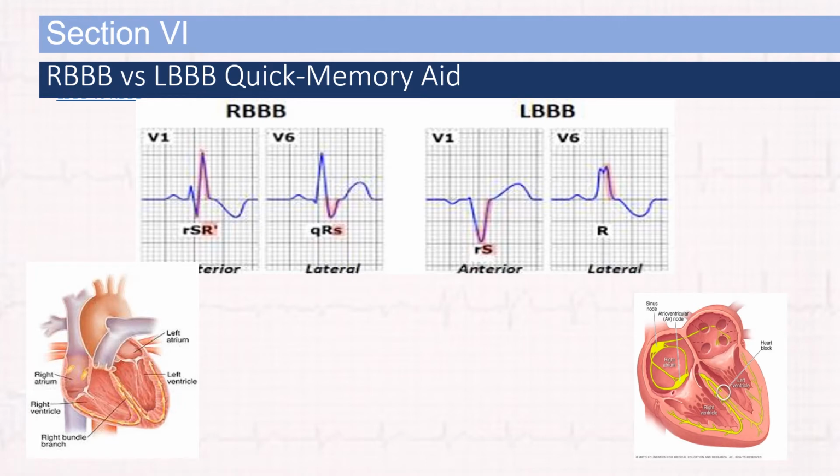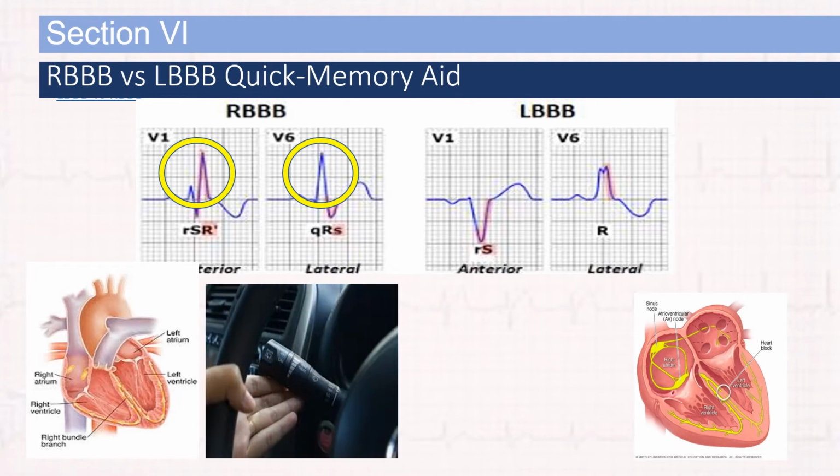If you look at V1 and V6 on the 12-lead EKG, you're going to notice that with a right bundle branch block, the majority of the QRS complex is upright or above the isoelectric line. If you were to compare that to the way you turn on your turn signal, when you move your turn signal in an upward direction, that activates the turn signals on the right side of your car.